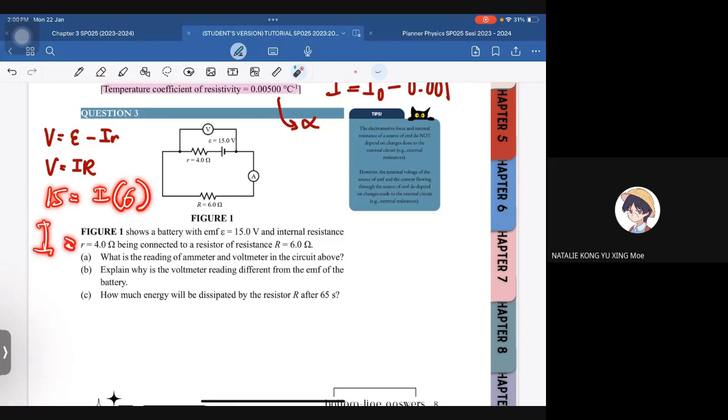No. Kenapa tidak boleh? Sebab V does not equal to the EMF. Kenapa? Sebab sekarang ni ada flow of current. Bila ada pergerakan current, bila ada flow of current in the circuit, V is not gonna be equal to the EMF. Okay? Kalau tiada current lah, switch tidak kena on kan, barulah V is equal to EMF. Okay? Macam tu. Right?